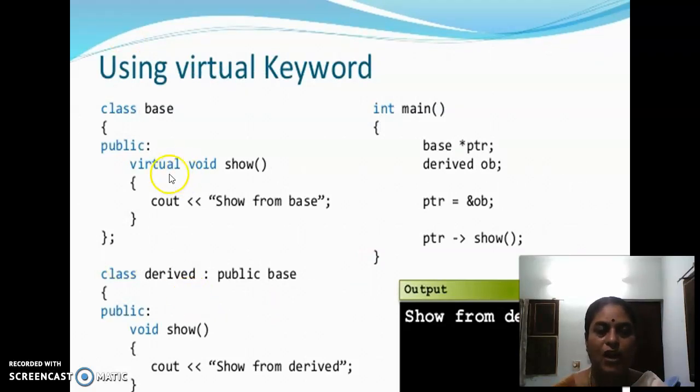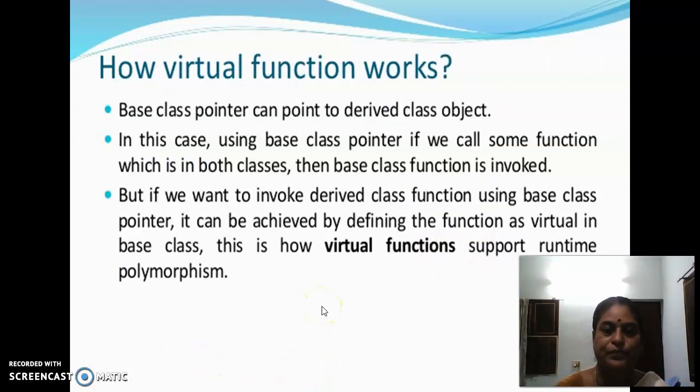This is how we include the keyword called virtual. The base class and derived class both have the function called show, and the base class function is declared with the keyword virtual, making it a virtual function. So this time the base class pointer holds the address of the derived class object, and it is going to call the derived class function.